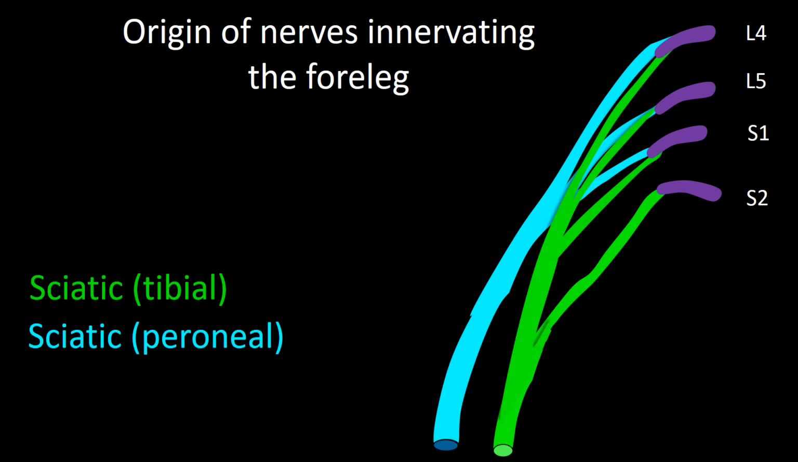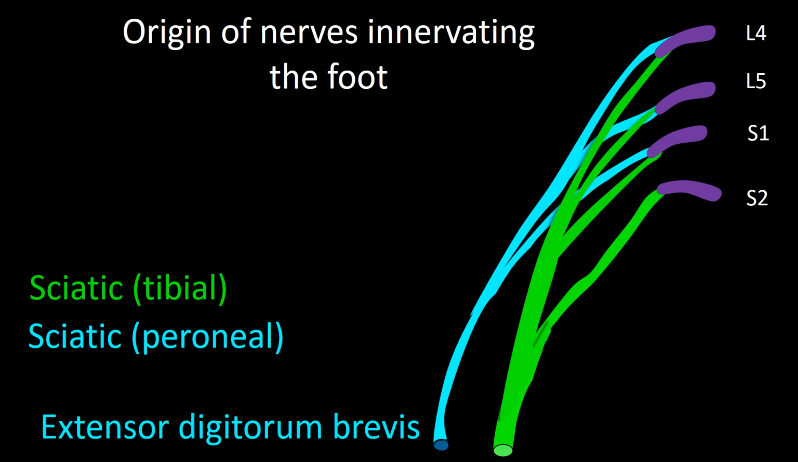In this frame, you can see the nerves that innervate the muscles of the foreleg. The tibial nerve innervates muscles in the posterior compartment despite arising from the anterior divisions of the ventral rami, whereas the posterior divisions form the peroneal nerve that innervates the anterior foreleg compartment. The muscles of the foot are also innervated by the tibial and peroneal nerves.